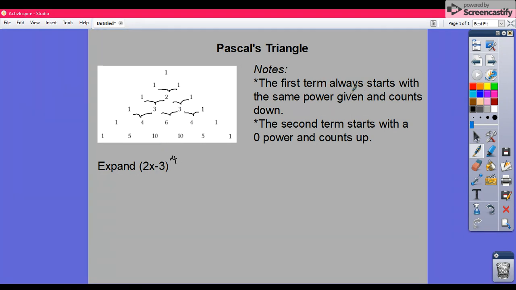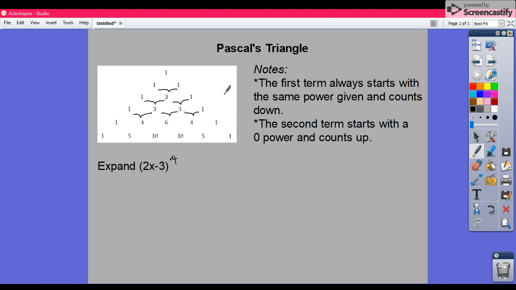Some notes: make sure that the first term always starts with the same power given and counts down. The second term starts with the 0 power and counts up, and we'll go over that in the example. So first of all, if I were to give you the binomial 2x minus 4, but I raise it to the fourth power, I first want to use Pascal's triangle to see which coefficients I'm going to use.